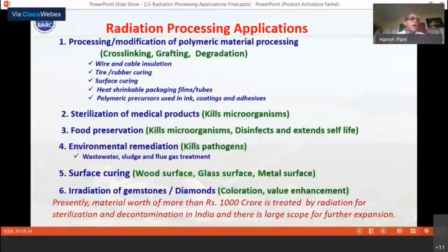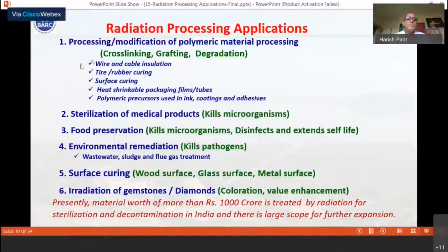Now let's come to the radiation processing applications. So far, I was discussing the basic methodology or basic techniques and processes involved in radiation processing. Now, let us see what are the different radiation processing applications which are carried out in industry. First is processing or modification of the polymeric materials. This is one of the very important applications, and this utilizes the properties of cross-linking, grafting, and degradation.